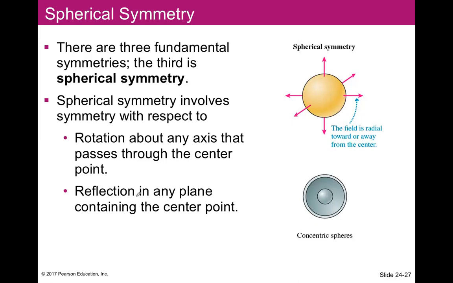Then when you do any rotations, no matter how many degrees you rotate, this sphere should have no changes if it's a perfect spherical symmetry. This is a rotation symmetry, and then reflection in any plane containing the center point. Again, if you have this sphere here and you have a plane which goes through the center of this sphere, and then you do a reflection, the sphere doesn't change. It's the same. So that's a perfect spherical symmetry.